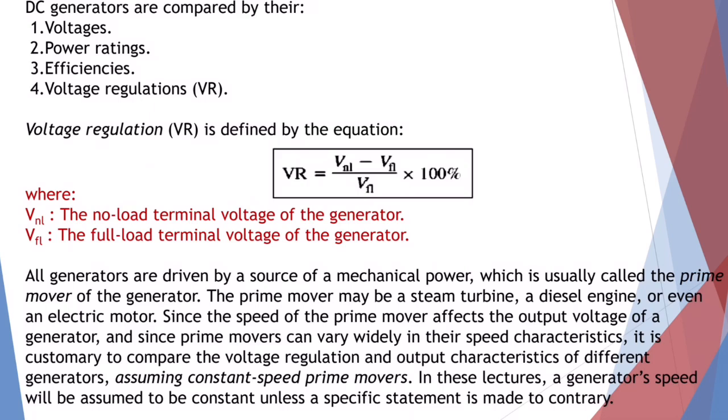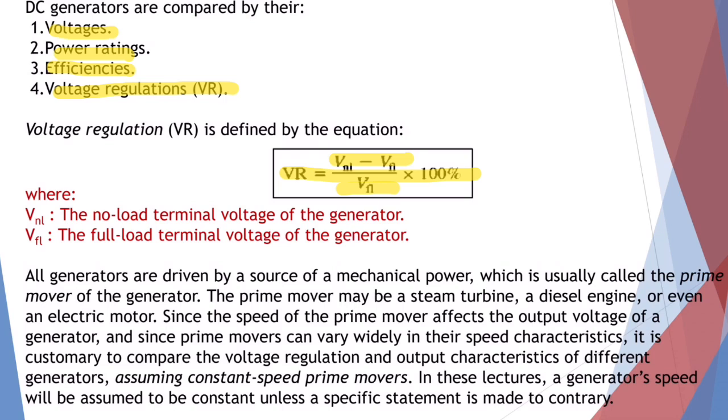DC generators are compared by their voltages, power ratings, efficiencies, and voltage regulations. We have an equation to find voltage regulation. By this equation, VR equals what here? Voltage at no load minus voltage at full load, divided by voltage at full load, multiplied by 100%.